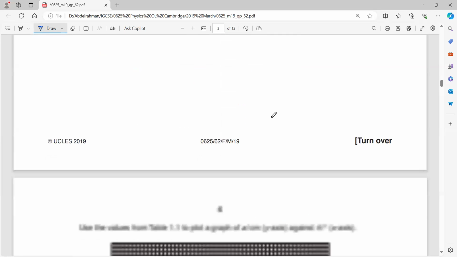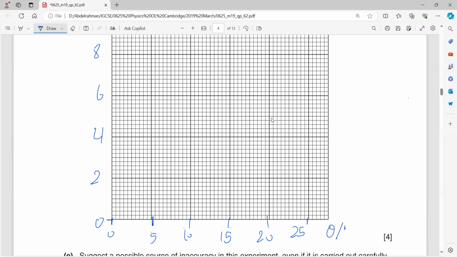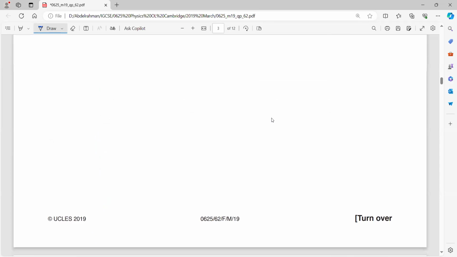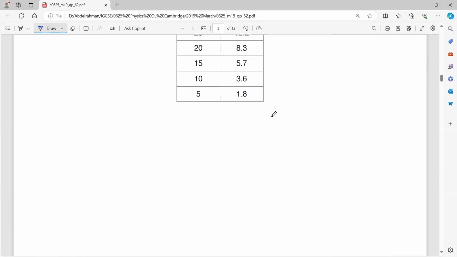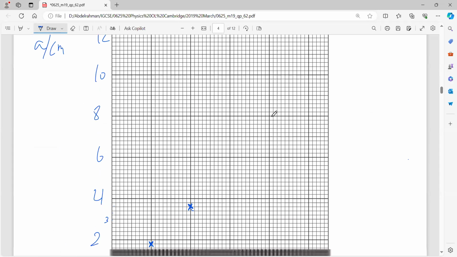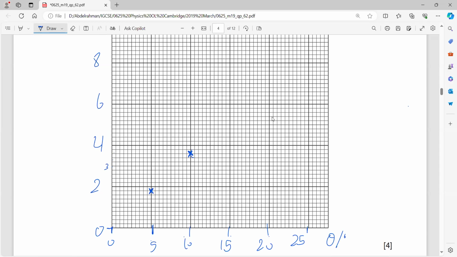1.8 and 5, 3.6 and 10. 1.8 would be 1 square, and 3.6 would be 3 squares above 3 with the 10. Then 5.7 and 15. 5.7: this is 5, 5.2, 5.4, 5.6, 5.7. So it's a square and a half before 6.